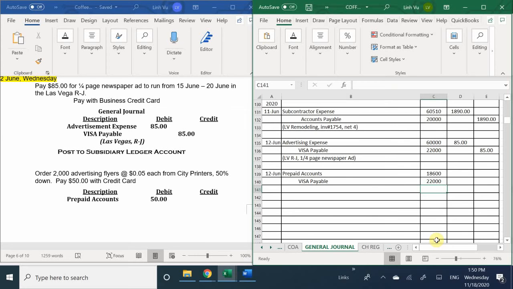It's $50, yes, because I gave the calculation to you already. So again, 2,000 times 5 cents should give you a total of $100. And in this case, we're making a 50% down payment, so I need to make a payment of $50. All right. And again, I'm going to make my note here saying I have City Printers as my vendor.